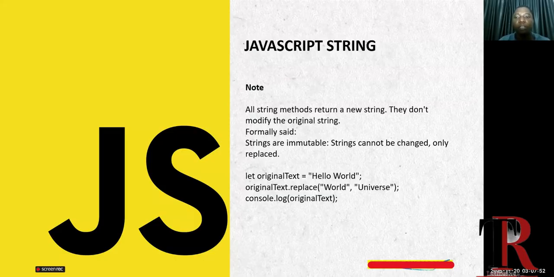All string methods return a new string. They don't modify the original string. Formally said, strings are immutable. A string cannot be changed, only replaced.